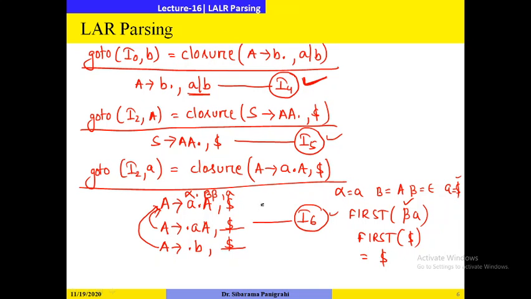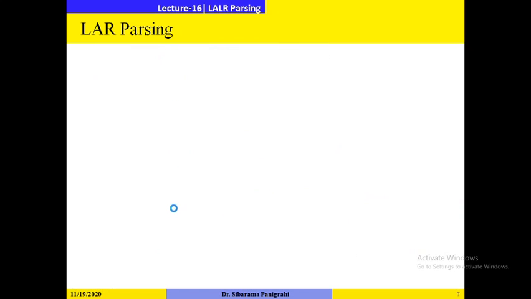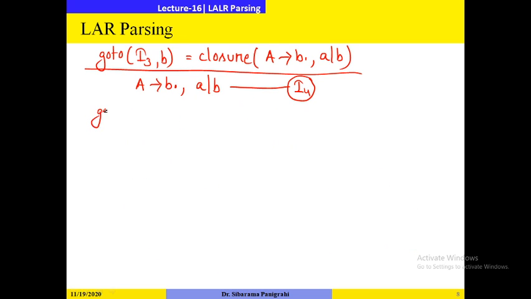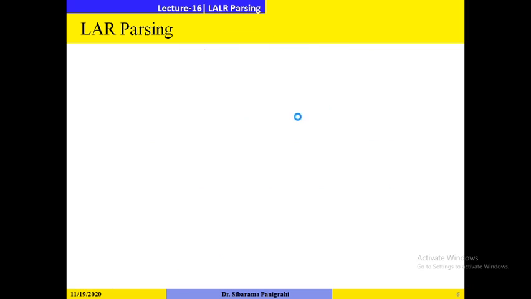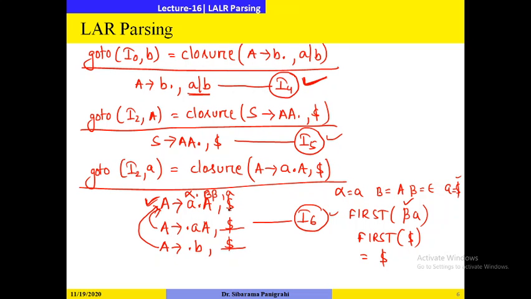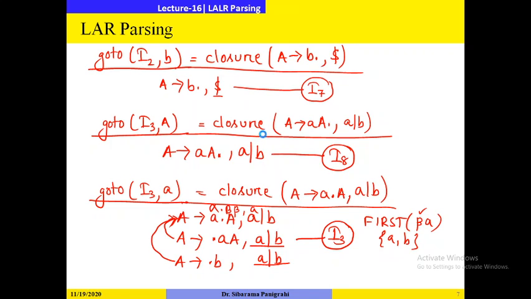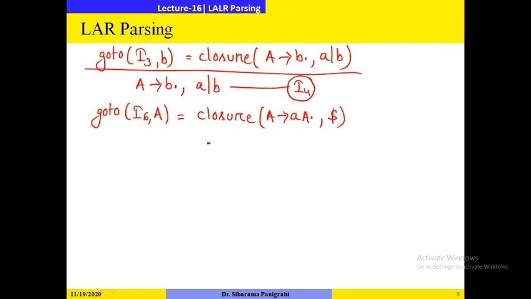Now come to I6. In I6 can you jump? Yes, in this production you can jump the capital A. So go to I6 comma capital A. So what you will get? Closure of A gives to A dot comma what you have in I6. So A gives to A dot comma look ahead symbol is dollar. So what you will get? You will get A gives to A dot comma dollar.